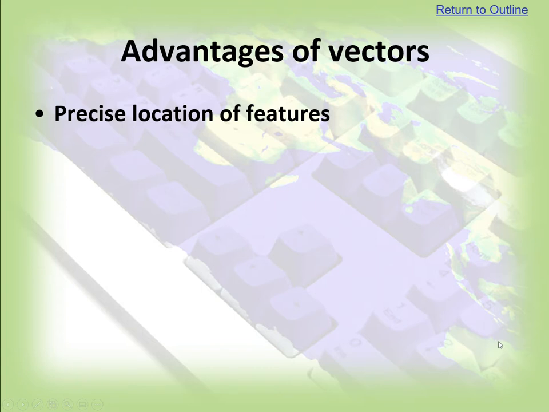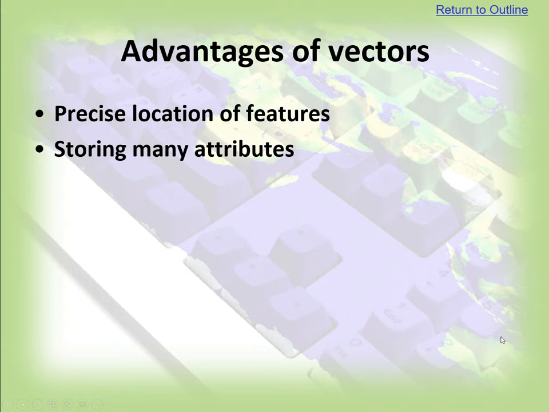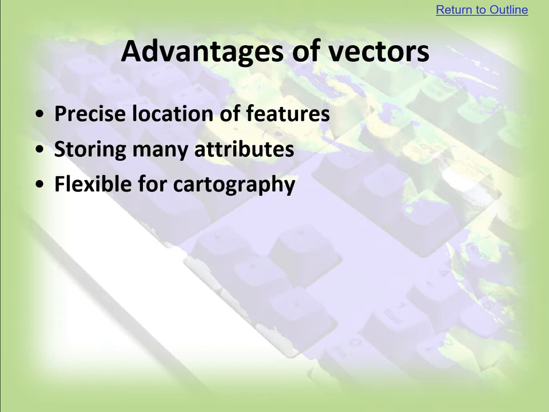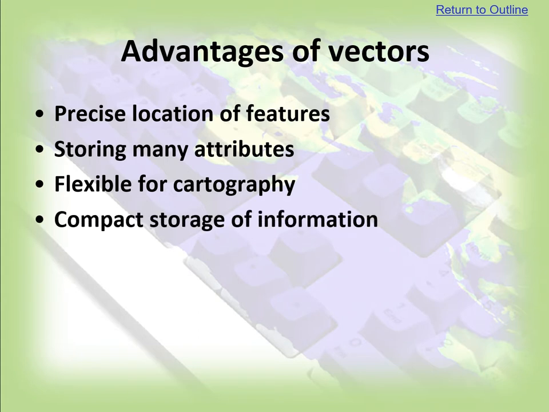So some of the advantages, I've kind of listed a few of them as we go. You have precise locations of features because it can be infinitely small as to where that location is. We can store many attributes. Those tables have no limit to them. It's flexible when you're trying to do different symbology, maybe change the way it looks, the way you label it. That's what cartography is. Cartography is the art and science of creating an actual map.